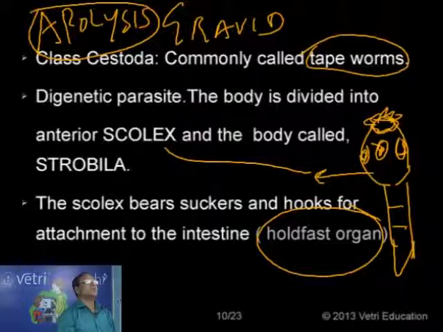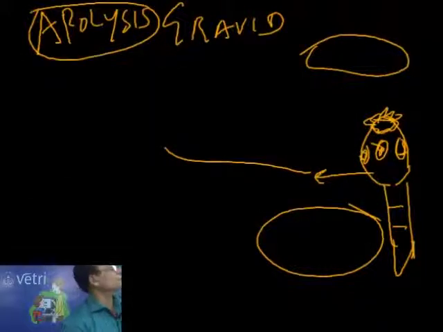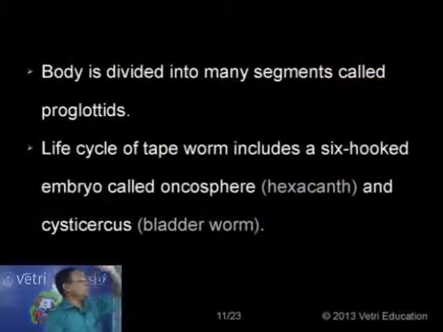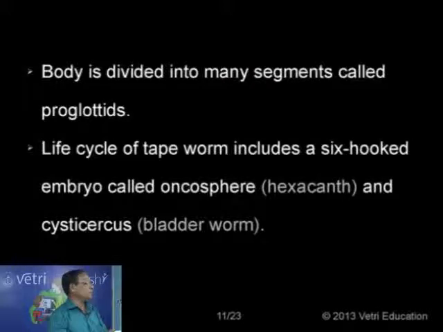It is also a digenetic parasite. And here there are three different types of tapeworms. I mentioned the body is divided into many segments called proglottids. Now, the fertilized eggs within these gravid proglottids undergo some sort of development before they are released from the body of the man.